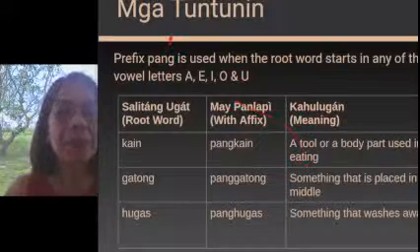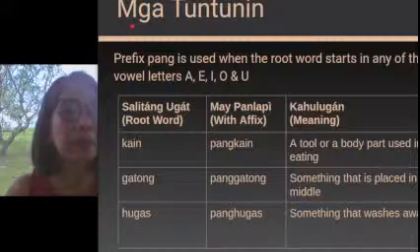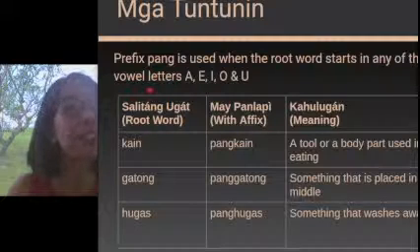Okay. Mga tuntunin. Mga tuntunin means guidelines. What are the guidelines in using these prefixes? First guideline: when prefix pang, what is the reason? Why do we want to use the pang prefix instead of the other? Why not pan? Why not pam? In this case, let's focus on pang. So pang is used when the root word starts in any of the vowel letters.